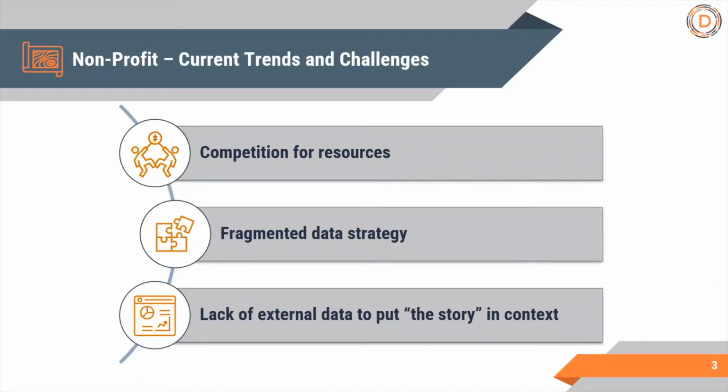So let's take a quick look at the nonprofit landscape. As you're probably all aware, there's some pretty stiff competition for the resources nonprofits need to meet their mission. And we all know that having data to tell your story helps you to stand out in the crowd. But nonprofits often have a fragmented data strategy that doesn't allow them to optimize the data that they actually have. And in addition to a nonprofit's internal data, there's often a lack of knowledge about how to find external data to put that story in context and really make it more compelling.